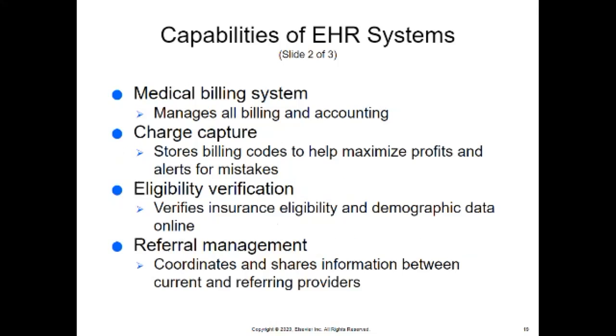Capabilities of the EHR system is also a medical billing system. It manages all billing and accounting. It captures charges. Eligibility verification, which means it verifies insurance eligibility and demographic data online. And it has referral management, which coordinates and shares information between current and referring providers.